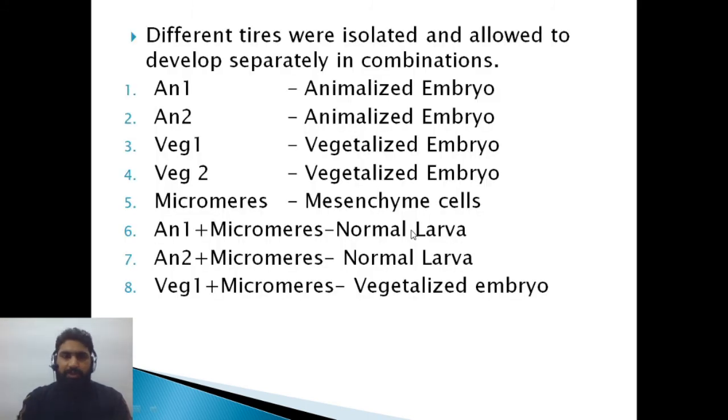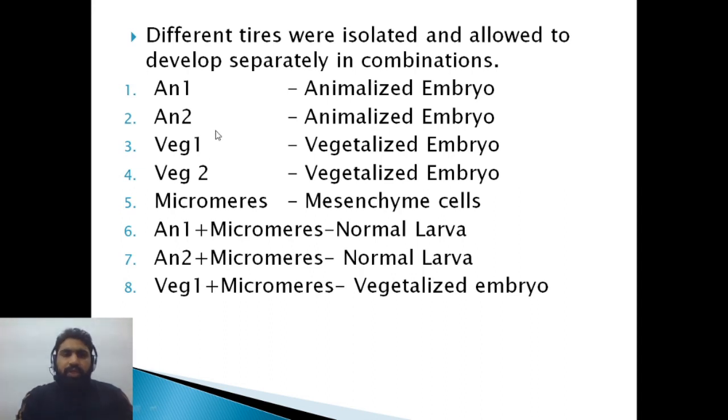What is the experiment? Different tiers were isolated and allowed to develop separately and in combinations. So we separated the AN1. What is AN1? Keep in mind, AN1 is the structure present in the animal pole, so animal gradient will be present only there. So that developed into an animalized embryo only, since it contains only animal pole structures. Then AN2, of course, contains only animal gradient, so AN2 also develops into an animalized embryo. What is an animalized embryo? An embryo containing only the structures normally present in the animal region. Animal region means animal pole region.